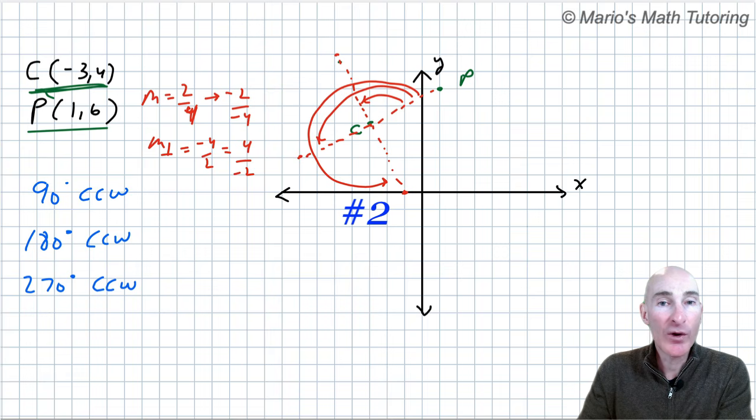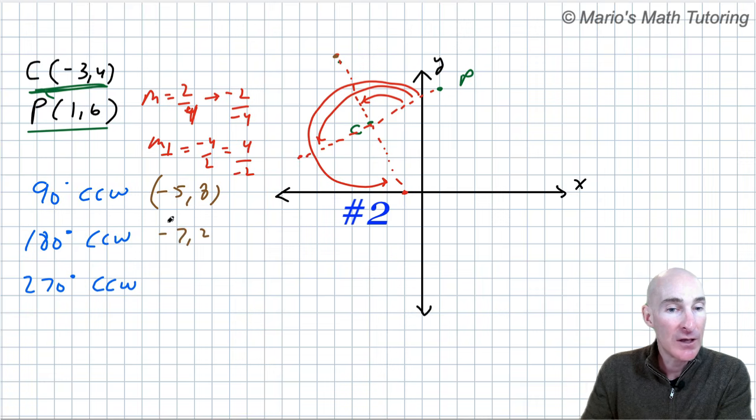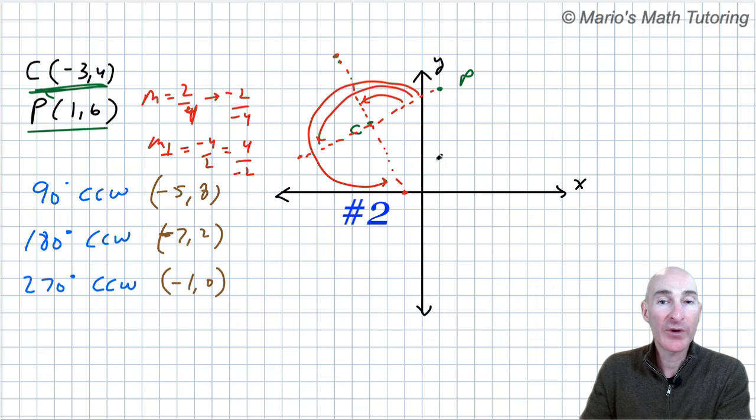So let's just go ahead and label those points in case you're doing this at home and you just want to check your work. So this one for the 90 degrees counterclockwise is going to be at, let's see, 2, 3, 4, 5. 1, 2, 3, 4, 5, 6, 7, 8. So negative 5, positive 8. 180 is going to be right here, so that's at negative 1, negative 2, negative 3, negative 4, negative 5, negative 6, negative 7, positive 2. And then for 270, that's going to be right here at negative 1, 0. And of course, if we went 360 degrees, you're going all the way around, you'd end up back where this original point was, which is at 1, 6.